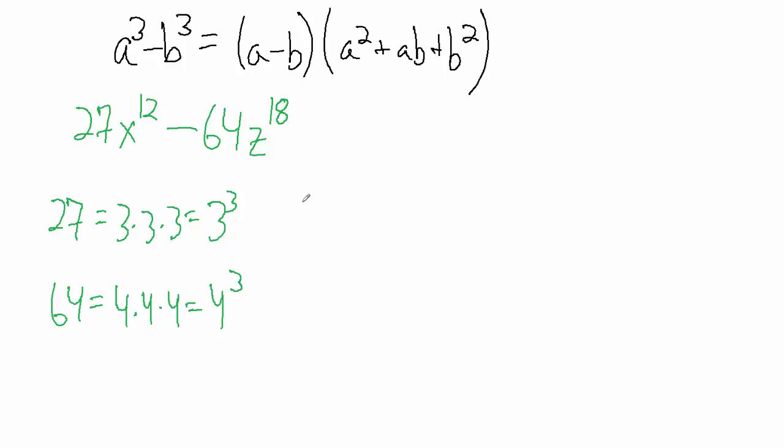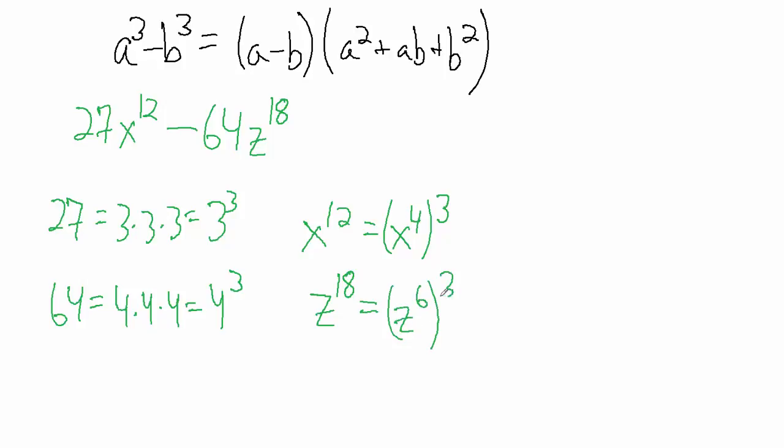Now how about the x to the 12th and the z to the 18th? Well, x to the 12th, we want to express that as something cubed. We know 12 is 4 times 3, so x to the 12th is going to be x to the 4th cubed. Remember, that's one of the rules of exponents for variables. And z to the 18th, we want to express that as something cubed. Well, remember 18 is 6 times 3, so z to the 18th is just z to the 6th cubed.